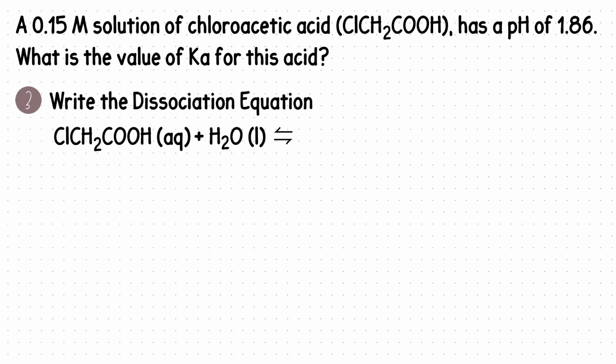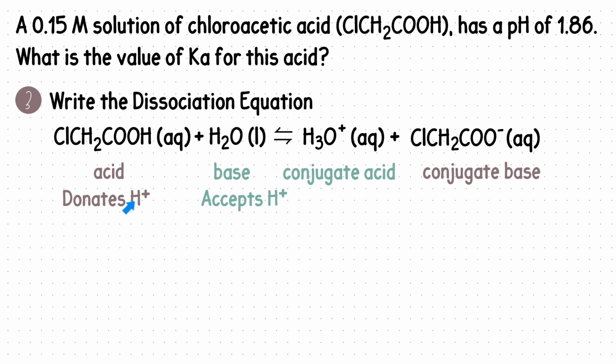Step 3 is to write the dissociation equation. We were given the chemical formula of our acid, and we'll add this to water. We now have our acid and our base. Recall an acid donates an H+ to the base. The base accepts the H+ to form the conjugate acid. Since the acid donated an H+, it lost an H+, so the conjugate base looks like this.